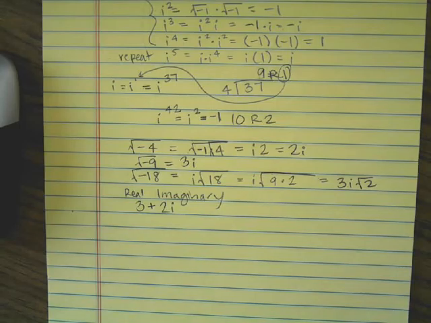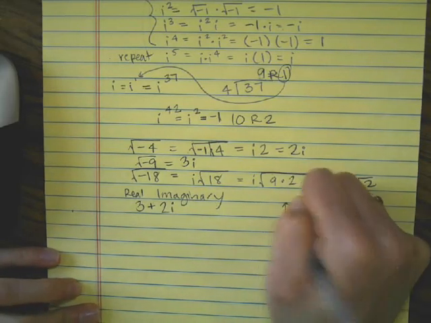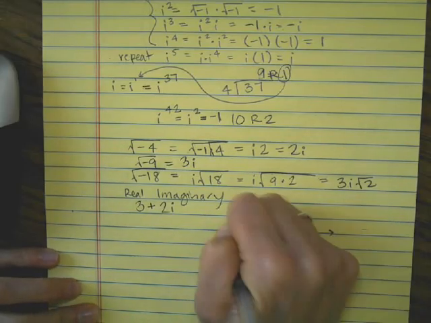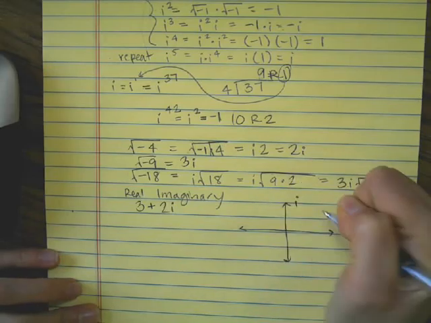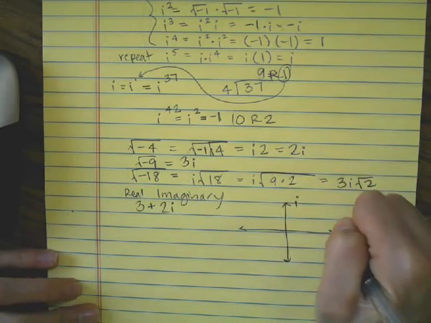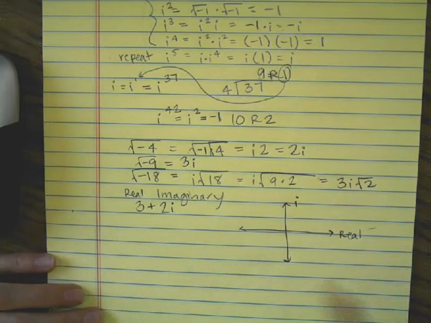You also cannot graph these on the coordinate system as we normally would. It's graphed on a special coordinate system where the y-axis is now the i-axis and the x-axis is the real axis. So the easy way to remember it is y goes with i.